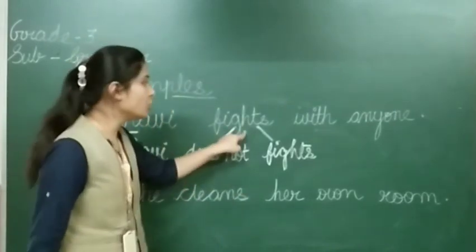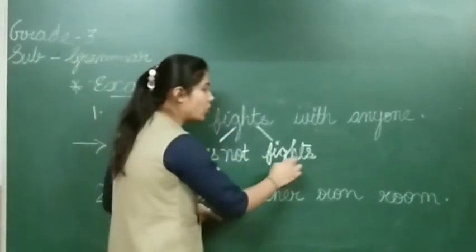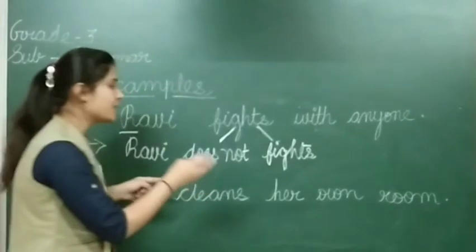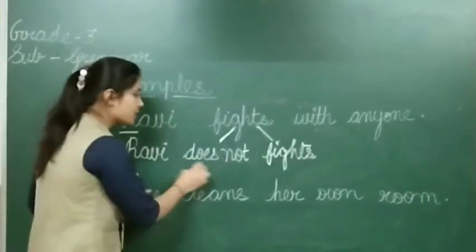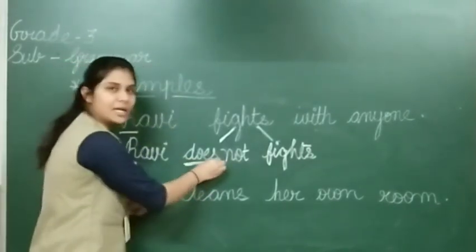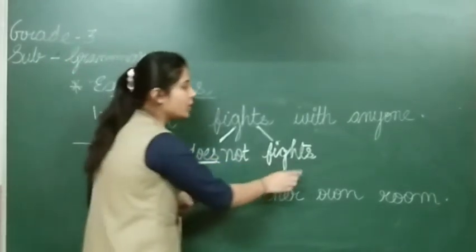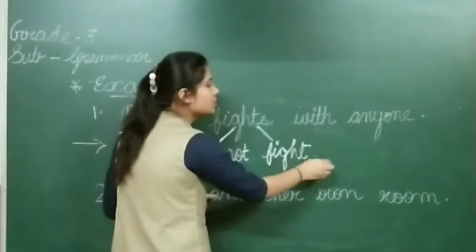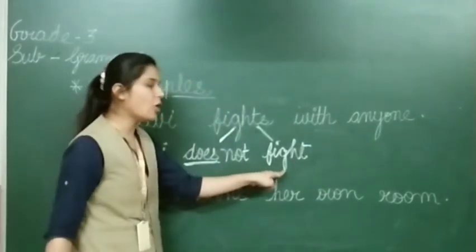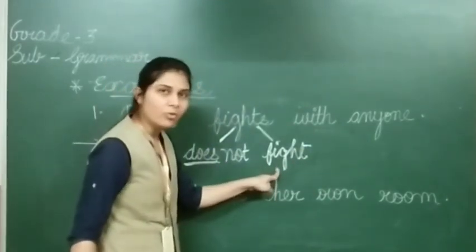No, there is no need to write fights. Here we will not write fights because we have already written does. यहाँ पे हमने does already लिख दिया है because it is already in S form. So there is no need to add S again in this verb. We have to write now verb in simple form only.